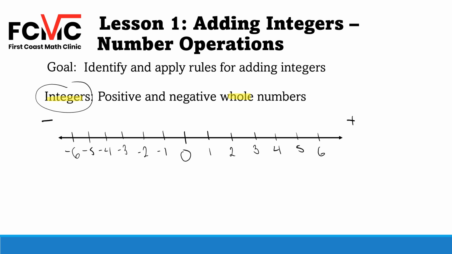You may notice we have just our positive and negative values. What we don't have here are decimals or fractions. So we're leaving out decimals and fractions when we talk about integers, okay? So we're going to get into some of our rules for adding our integers, our positive and negative numbers. So let's get into some examples.